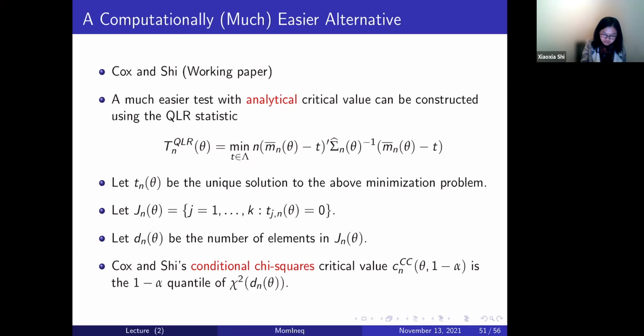How do you define the critical value in this case? You take Tn to be the solution to this minimization problem. Tn depends on theta. Tn is the unique solution to this minimization problem. So Tn is in fact the non-restricted estimator of the population mean.